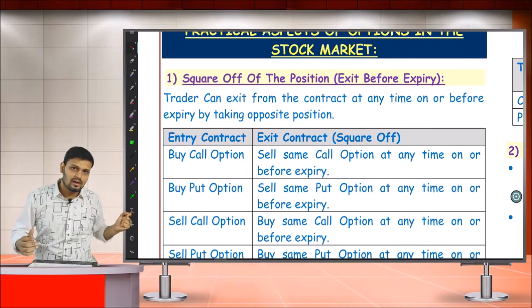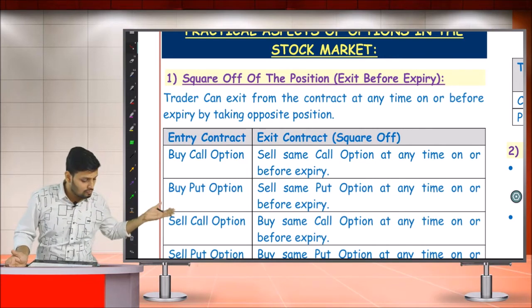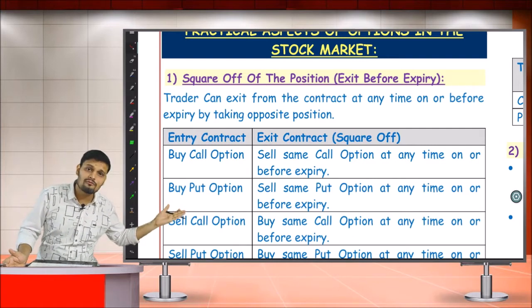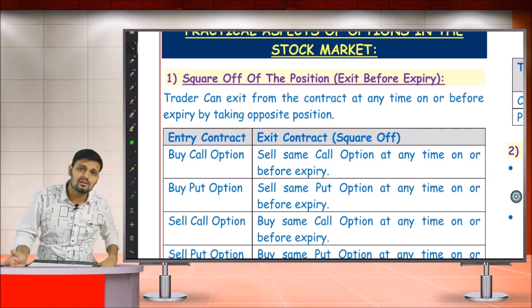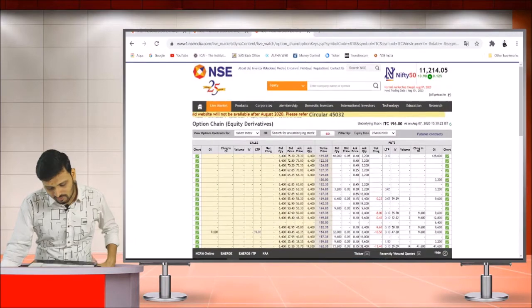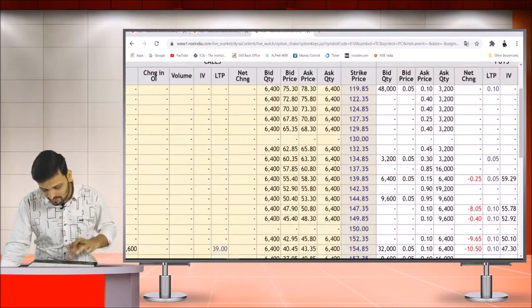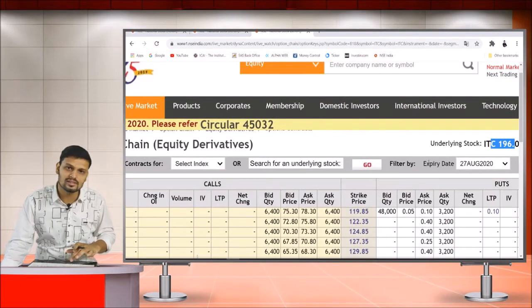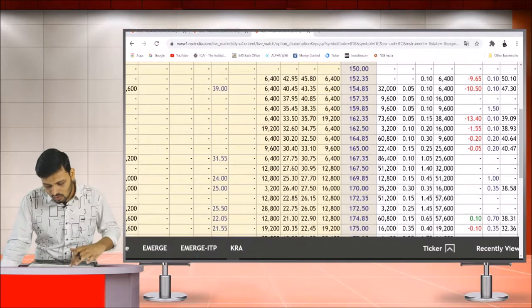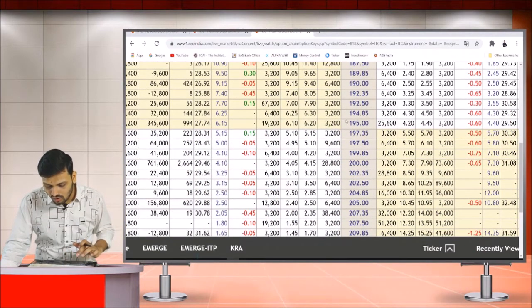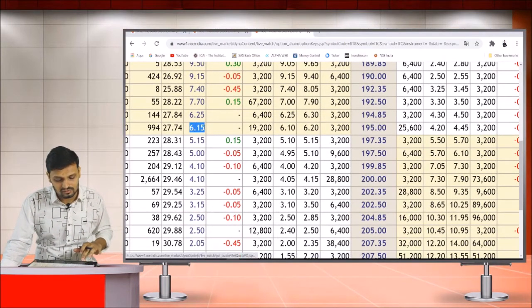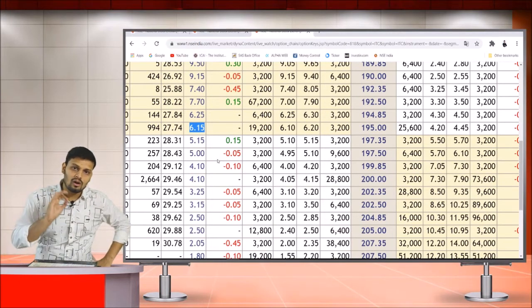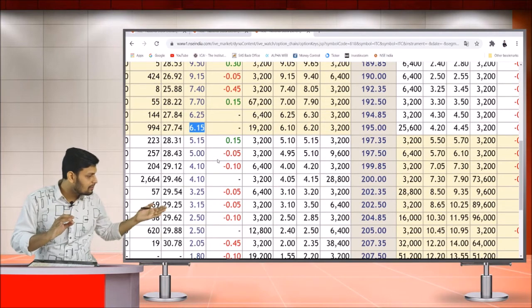See, you bought a call option, let's say by paying a premium of 4.10 rupees. That premium increased to 10 rupees. When will a call option premium increase to 10 rupees? Let me explain again with this ITC option chain. Today the share price is 196. Let us assume you have bought this call option of 195. How much is the premium you have paid? You have paid a premium of 6.15 rupees for this call option of 195.